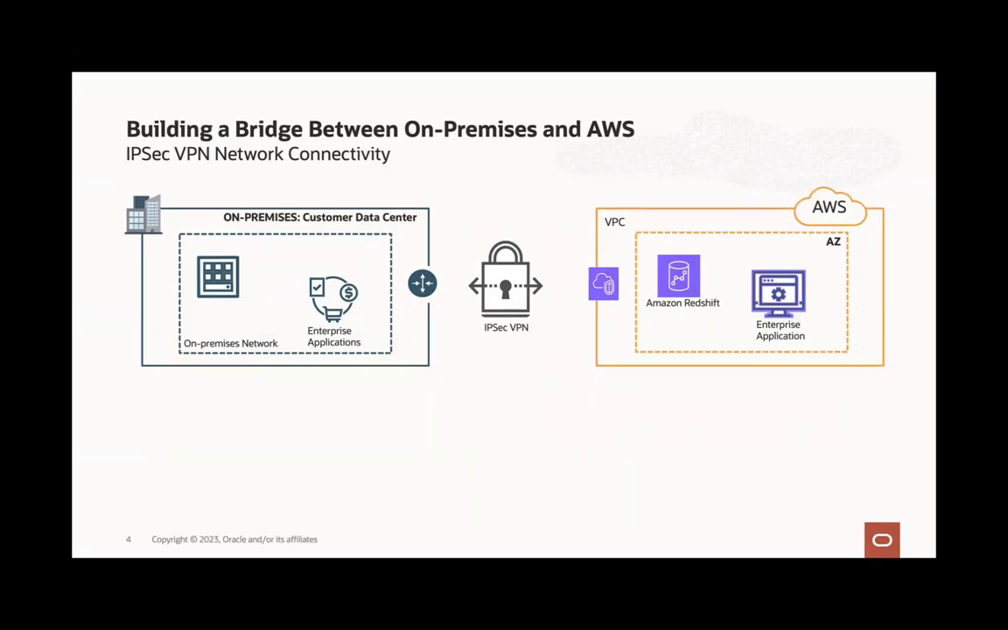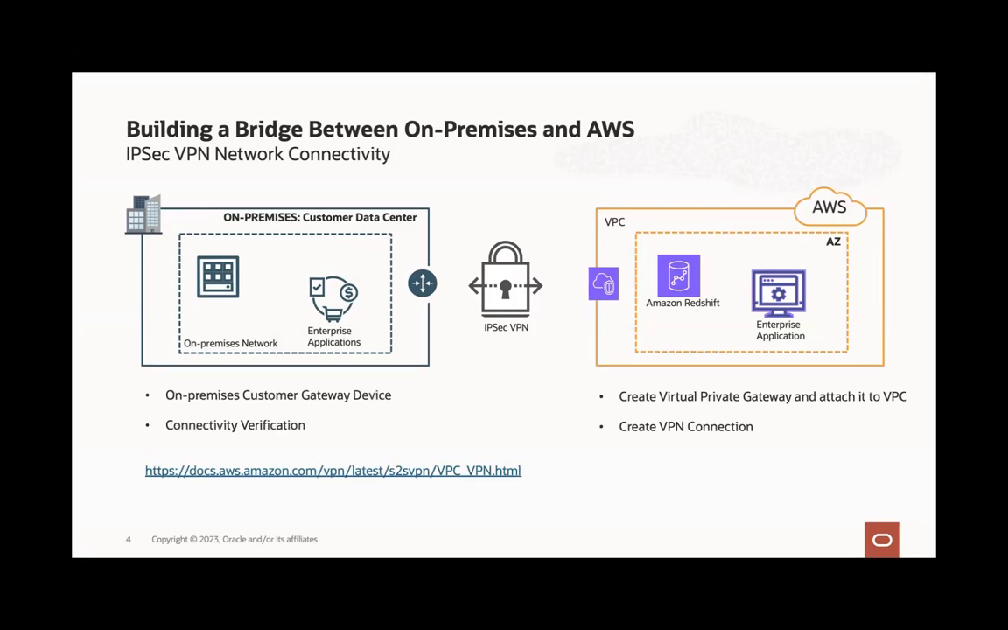the IPsec VPN connection. There are some configuration steps involved in connecting the on-premise and AWS network, such as creating the virtual private gateway and attaching it to the virtual private cloud on AWS, and then creating the virtual private network connection on the AWS cloud. Similarly, on the on-premise network, create the customer gateway device. And then once the customer gateway device is created, verify the connectivity between the on-premise network and AWS. This is the documentation that details the entire configuration steps in order to connect your on-premise network to AWS.